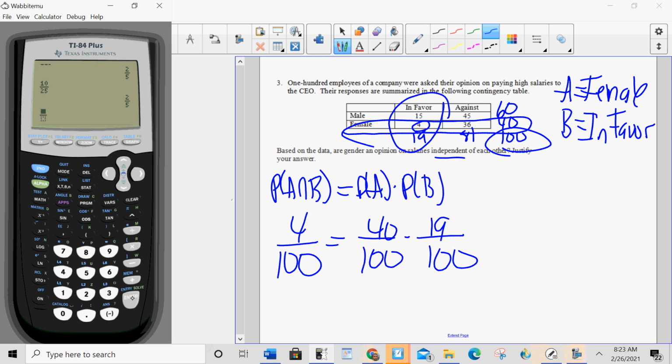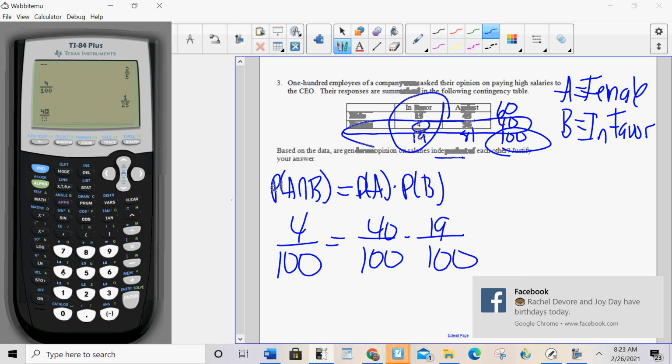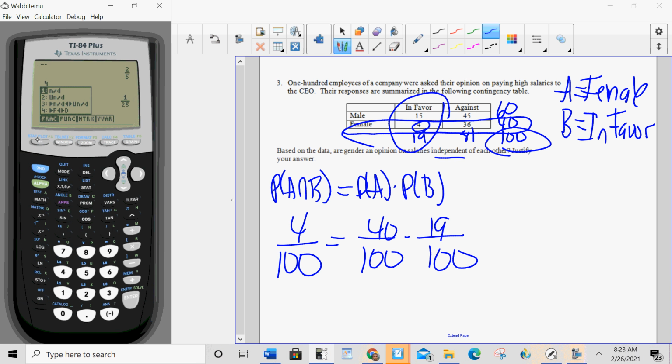Alpha y equals enter. 4 over 100. My right-hand side, 40 over 100 times alpha y equals enter. 19 over 100.